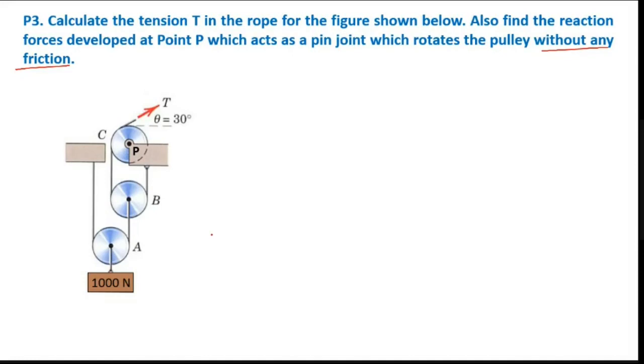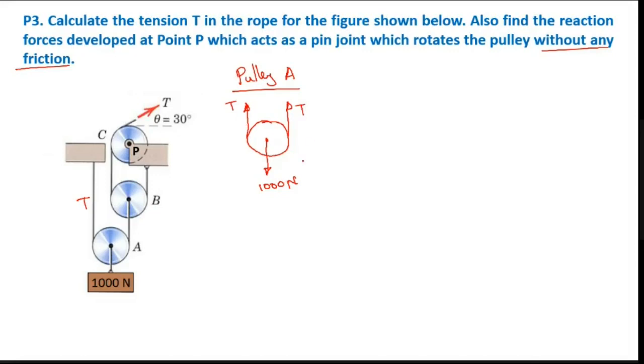How many free body diagrams will you draw for this? 3, sir. Yeah, very good. So you have to draw 3 free body diagrams. First, for pulley A. You have a circle which is having 1000 Newton acting downward, and it is connected to 2 forces. I don't know what this force is. If I consider this as T, the other will also be T.